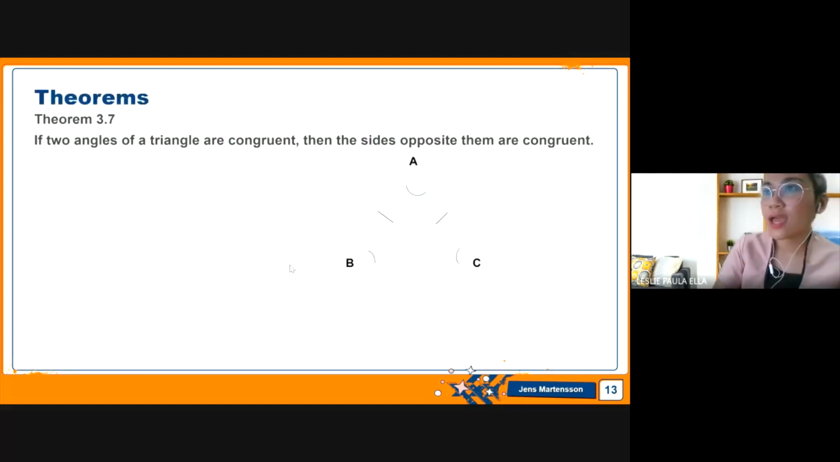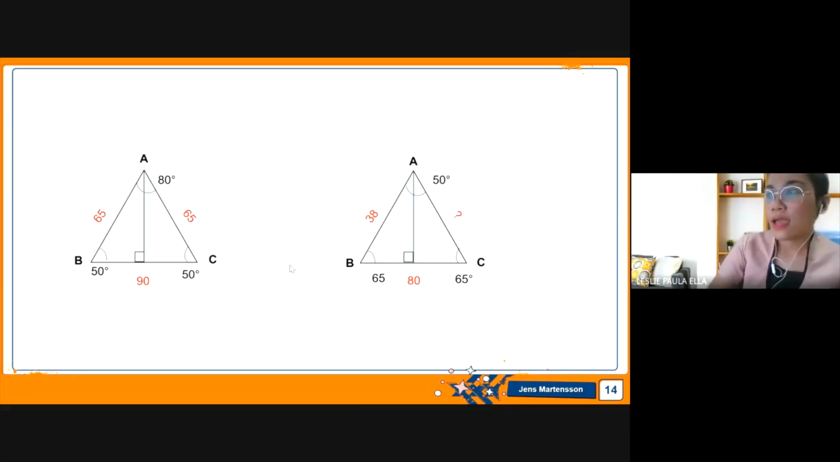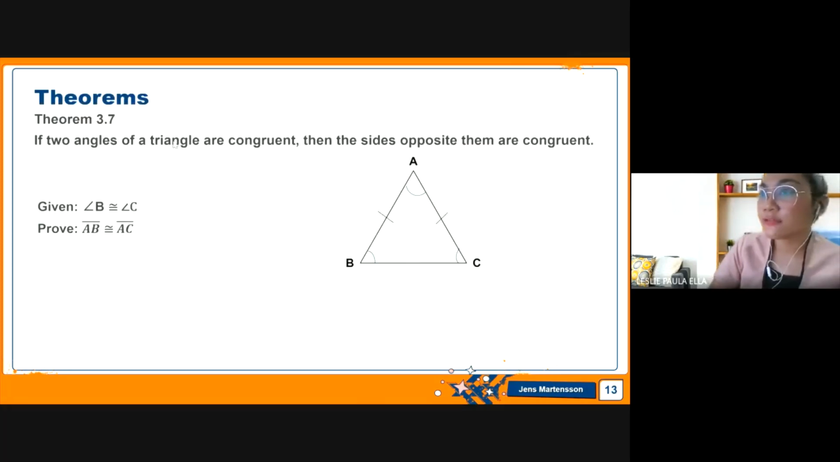Next, okay. This time we have theorem 3.7 and it says here that if two angles of a triangle are congruent, meaning to say we have B and C as the congruent angles, then the side opposite them are congruent. So the side opposite them is congruent. So which side? The side of AB and line AC.